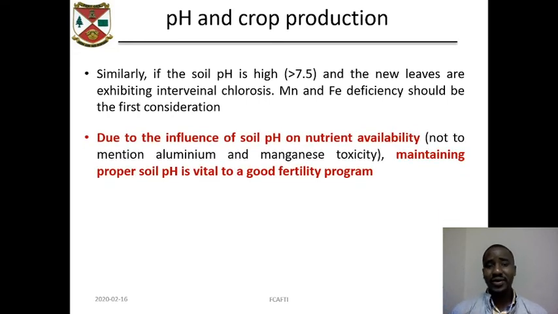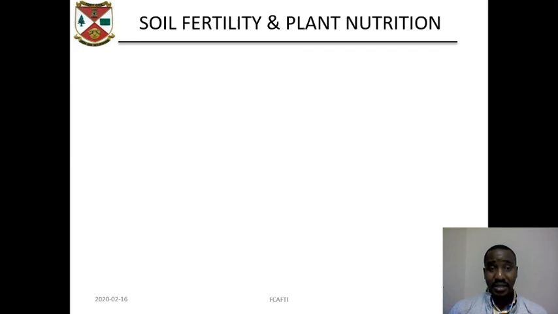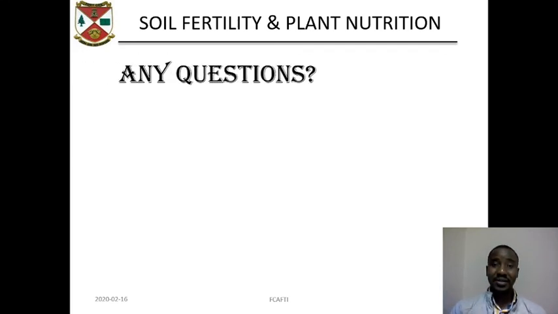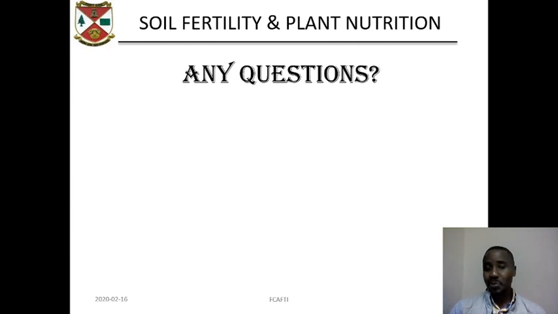Due to the influence of soil pH on nutrient availability, maintaining proper soil pH is vital to a good fertility program. This is soil fertility and plant nutrition, a very, very important course in agriculture.